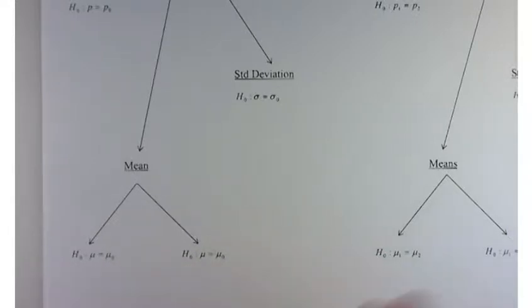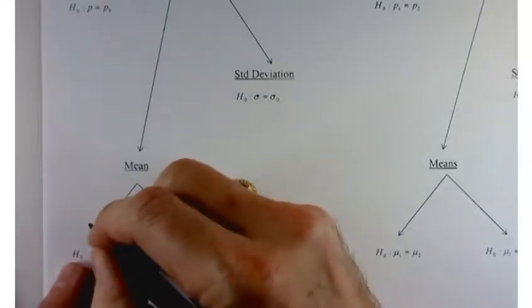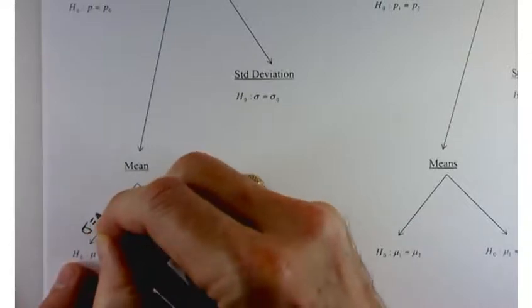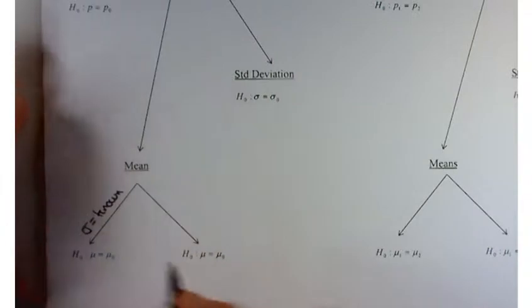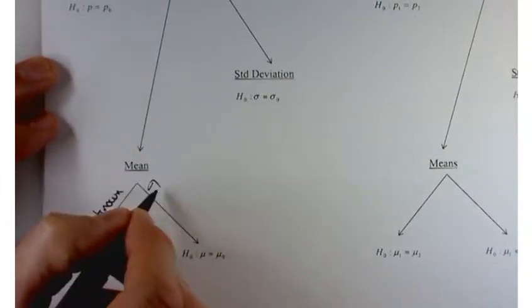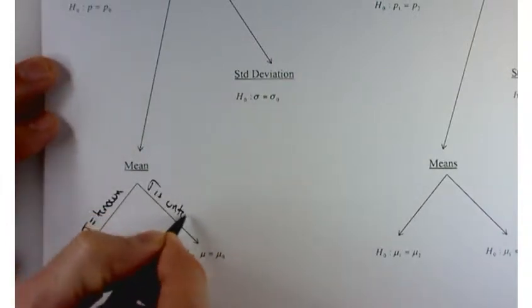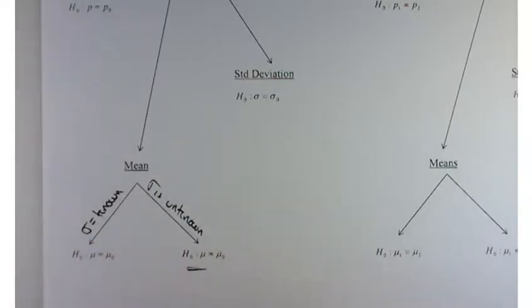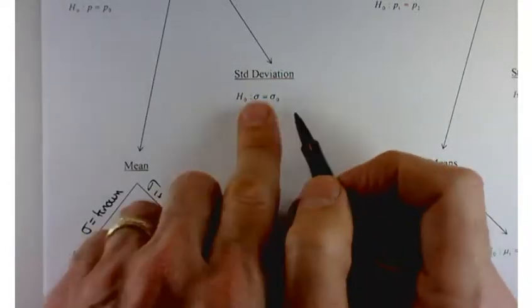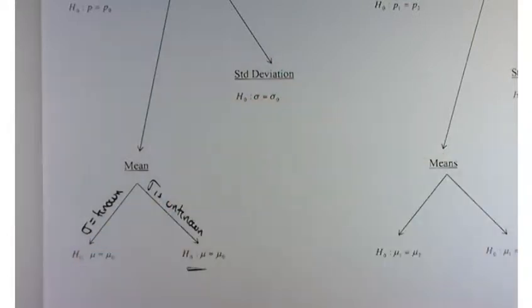Really, only one of them that you're going to use in practice. One of them was sigma is known, and the other one is sigma is unknown. This is the one that we worked on the other day. Today we're going to work on testing a claim about a standard deviation.